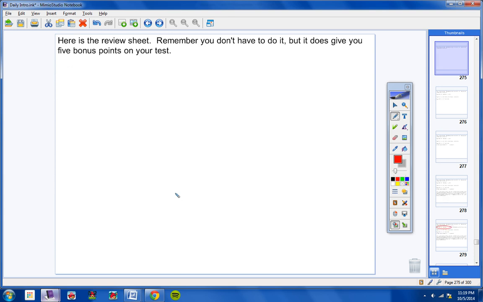Here's the review sheet, and remember, you don't have to do it, but I do want you to work during class the entire time. I don't want you to waste time, okay? You're not to sit there and work on anything else or just talk. So work on the review sheet if you have a little bit of time today, and definitely during the class period tomorrow, but it does give you 5 bonus points, so keep that in mind, okay?